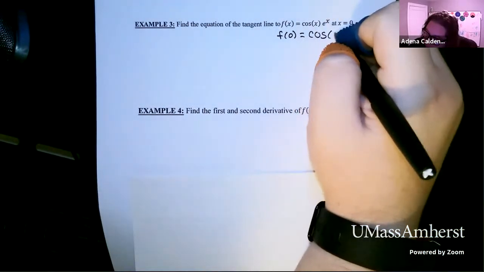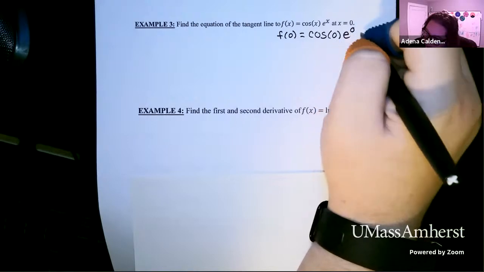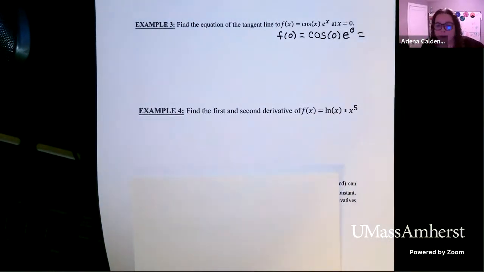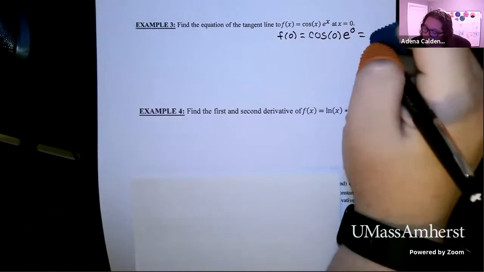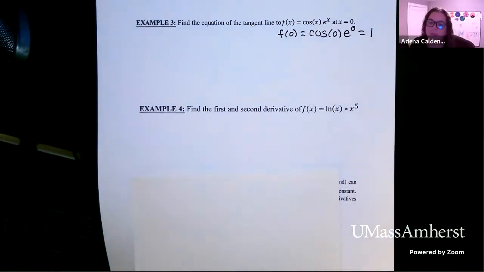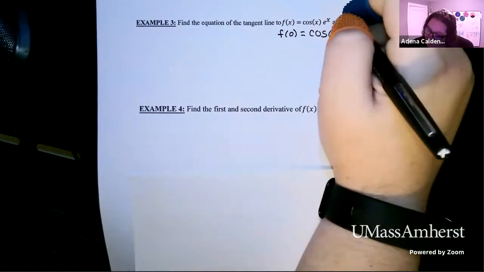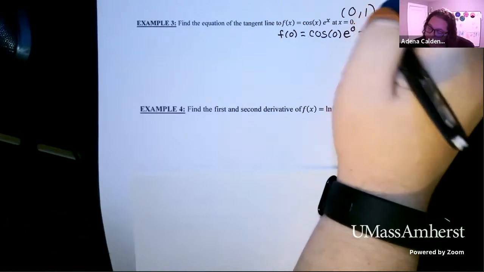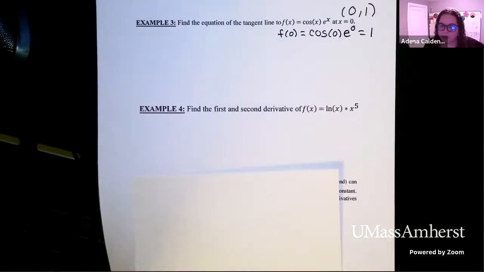So here we're going to do cosine 0 times e to the 0. So cosine of 0 is 1. So cosine starts up at 1. And e to the 0 is also 1. So 1 times 1 is going to give us a 1, which means our point here is (0, 1).